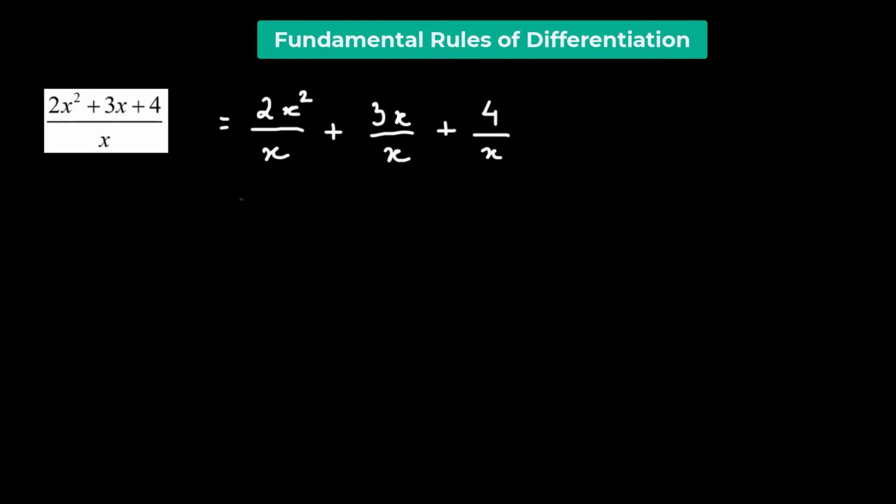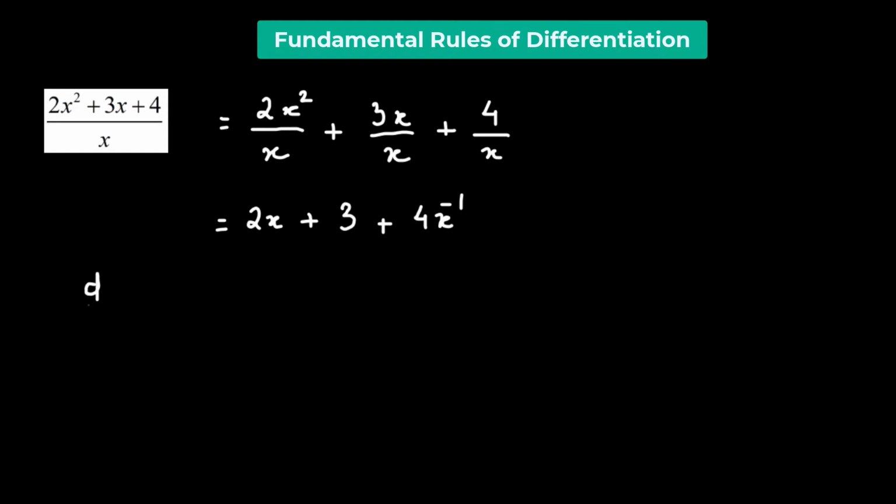Now further simplifying, 2x squared over x will be simply 2x, as the x and x from the numerator and denominator get cancelled out. Similarly, x from both the numerator and the denominator of the second term cancels out, leaving us with 3. Then we have 4 over x. We take the x from the denominator to the numerator, and that will become 4 times x raised to the power of -1.